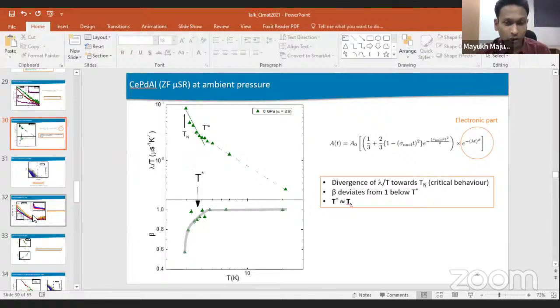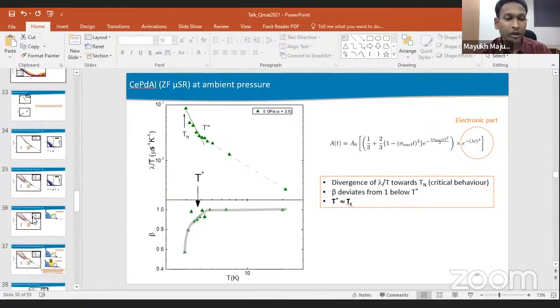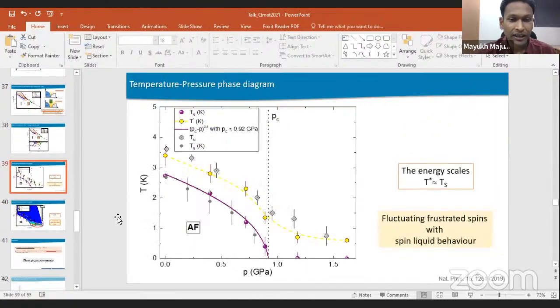And with pressure also we have seen the behavior of T star and TS, you can see here. Our data is the yellow circles, and this TS is these squares, and you can see the pressure dependence of both of the energy scales is following a similar way. So we are expecting that in that high pressure regime, of course we have quantum critical fluctuations, but also this is some kind of a critical spin liquid type of behavior.